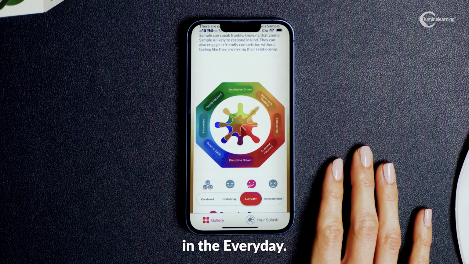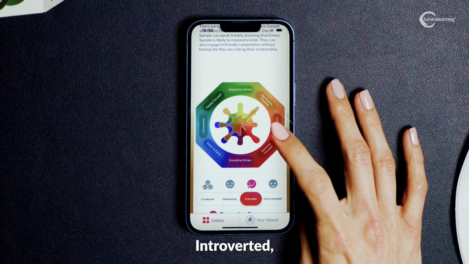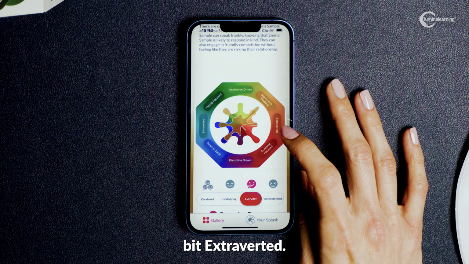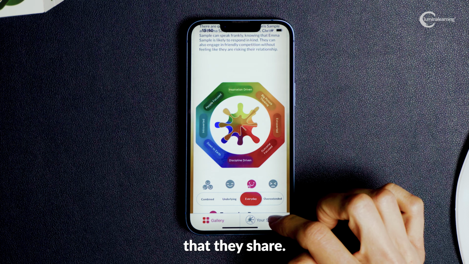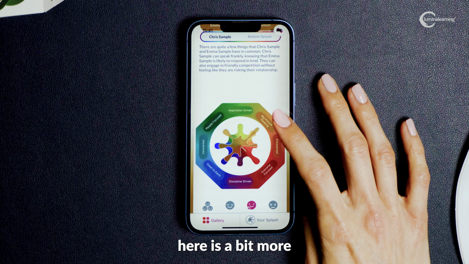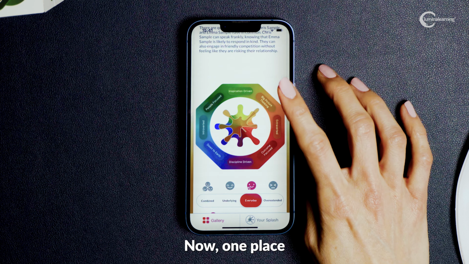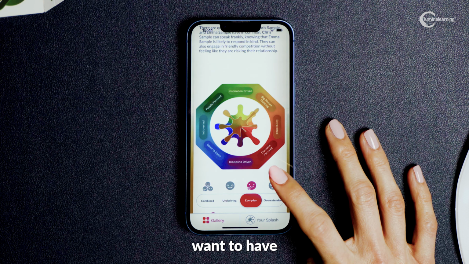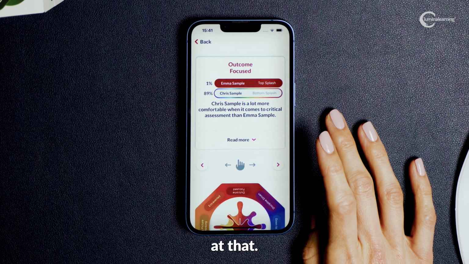Let's start in the everyday. So here we notice that they have some things in common. For example, they're both reasonably introverted, but also a little bit extroverted. They also have some degree of down-to-earth that they share. But perhaps our friend Emma here is a bit more big picture thinking than our friend Chris. Now, one place in which they really differ, where they might want to have a conversation, is around outcome focused. So let's take a look at that.